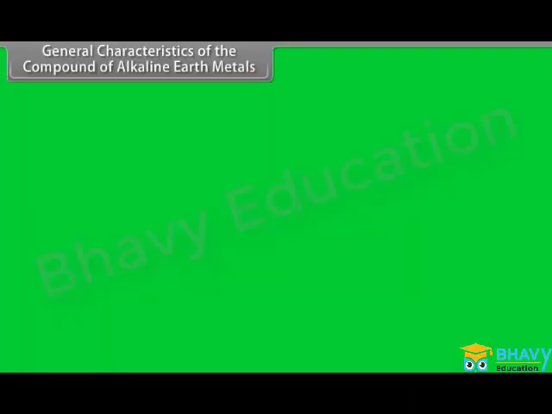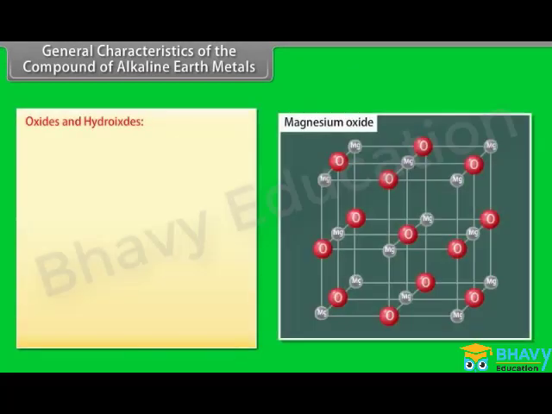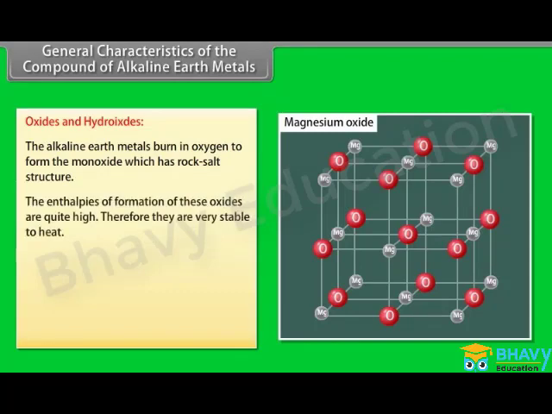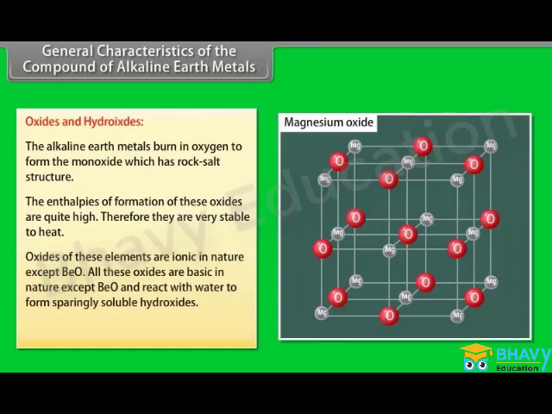General characteristics of the compounds of alkaline earth metals. Oxides and hydroxides. The alkaline earth metals burn in oxygen to form the monoxide, which has rock salt structure. The enthalpies of formation of these oxides are quite high. Therefore, they are very stable to heat. Oxides of these elements are ionic in nature, except BeO.